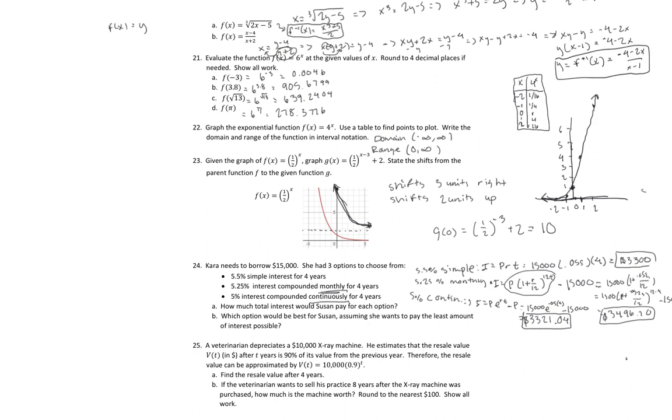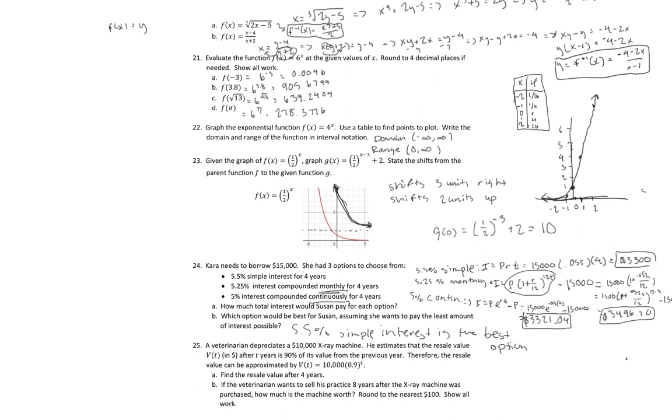For part B, it asks which option would be best for Susan, assuming she wants to pay the least amount of interest possible. If we look, we have 3,300, 3,321, and 3,496. Out of all of these, the simple interest is the least amount, right? So we can just say 5.5% simple interest is the best option.